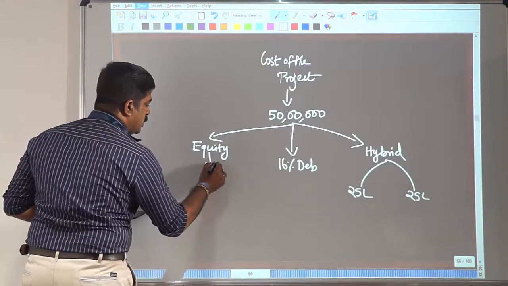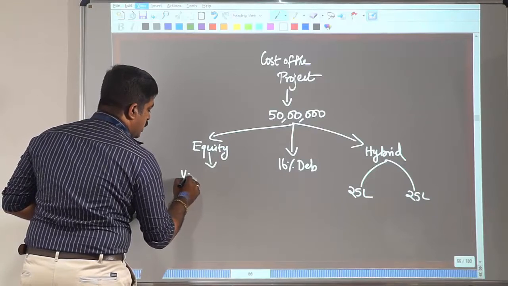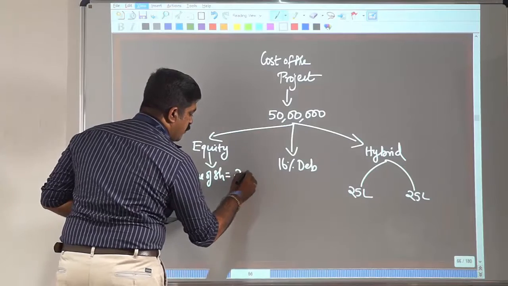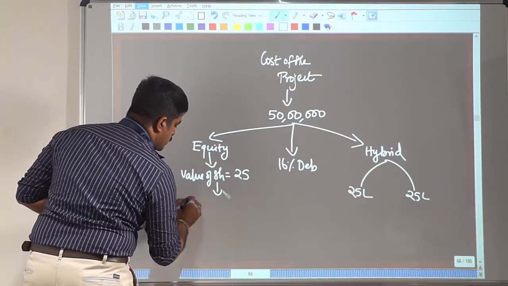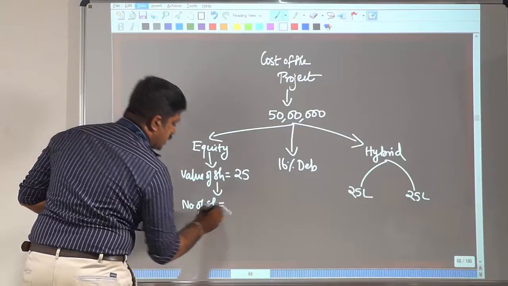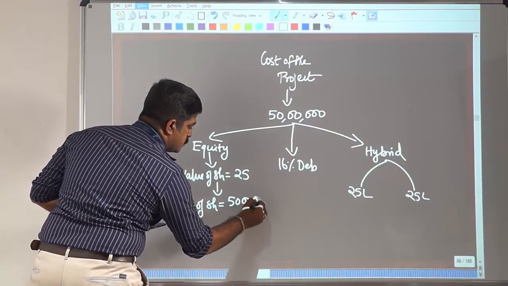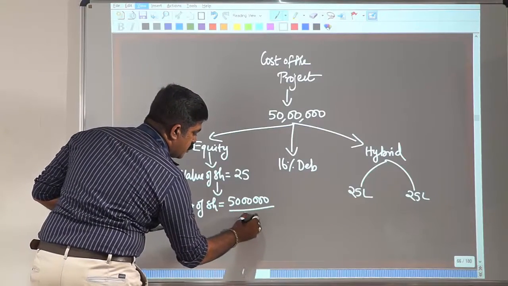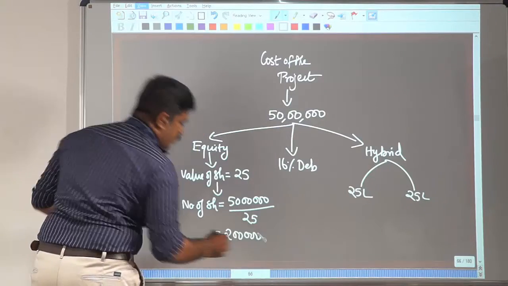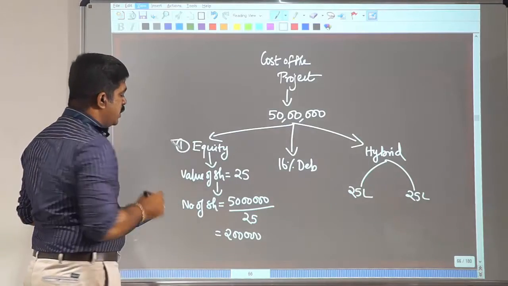The capital required is 50 lakh, and the value of share is 25. So what is the number of shares? How many shares are to be issued? Number of shares is nothing but 50 lakhs divided by 25. So how many shares? 2 lakh shares have got to be issued. Okay, so this is the scenario if you are going for option 1, full equity.